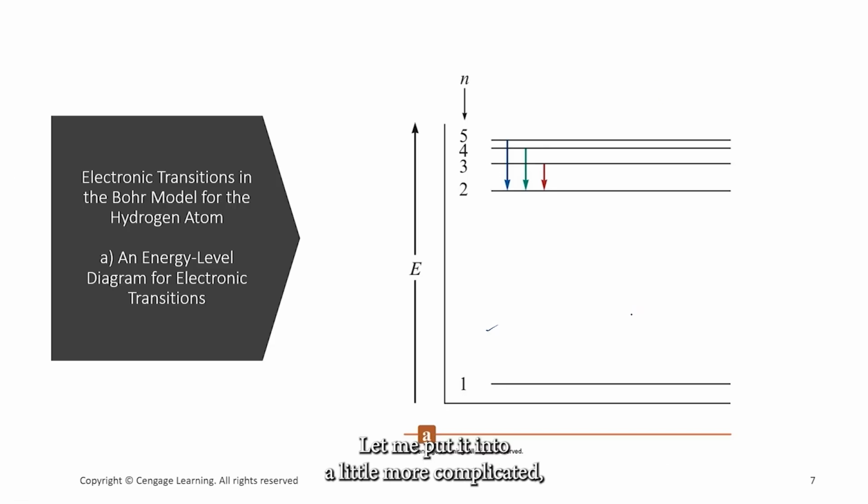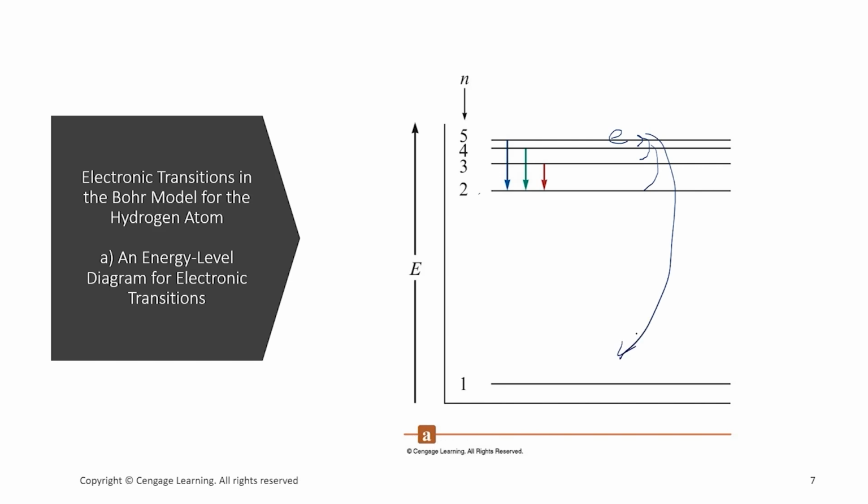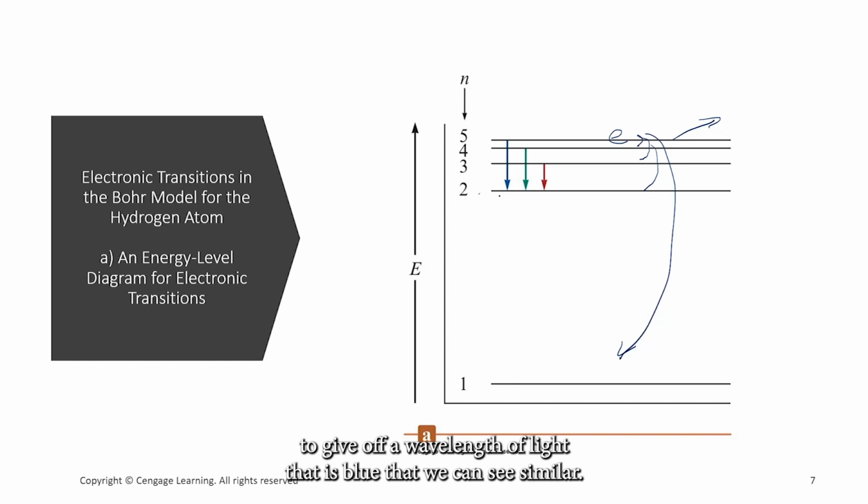Super fun fact. Let me put it into a little more complicated graph, because again, graphs are our friend. If you take a look here, this is the energy, and these are the energy levels: the first energy level, then the 2nd, 3rd, 4th, and 5th. Now, if I'm an electron and I jump up to the 5th energy level, I have the option of jumping from the 5th to the 4th, the 5th to the 3rd, the 5th to the 2nd, or the 5th to the 1st. The 5th to the 4th gives me no wave that I can see, but it still gives off energy. But if I drop from the 5th to the 2nd, it gives off a wavelength of light that is blue that we can see.